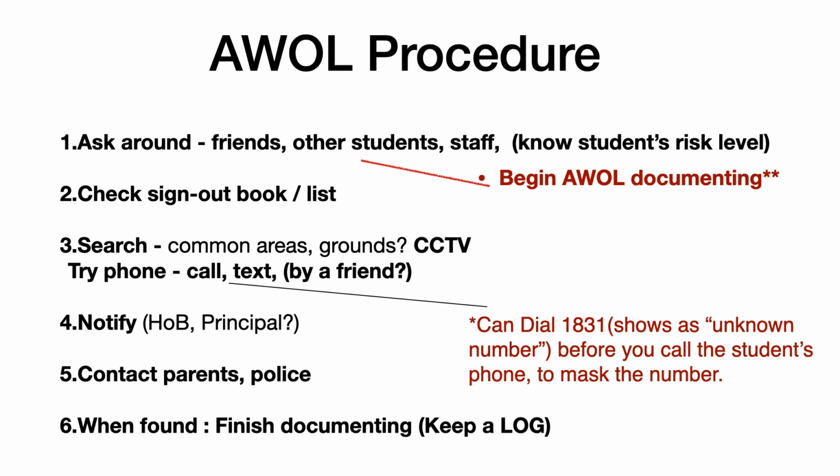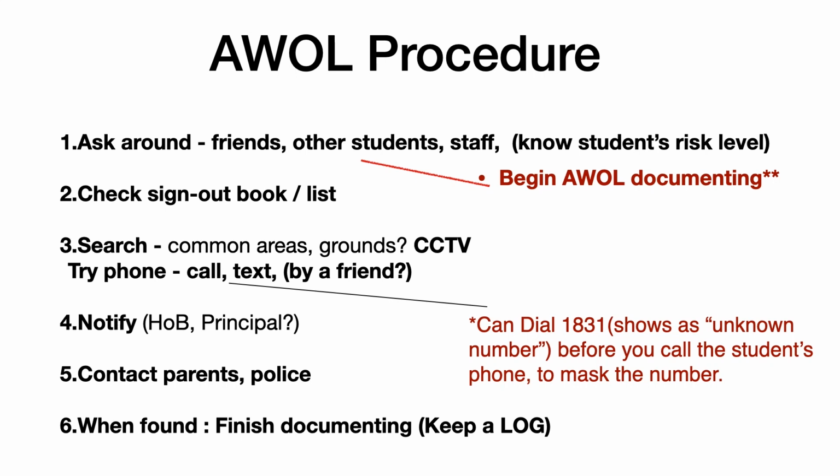While you're trying to ascertain if they are actually missing, you should begin the AWOL documenting. So write down when you first started to notice they were missing and what you did first. So you asked the friends, you asked the students, you asked the staff, or you put a notice over the PA. Second would be to check the sign-out book or your sign-out system or the list that's kept to make sure that they haven't just been signed out by their parents. You might also want to check the school if they've actually come back from school that day.